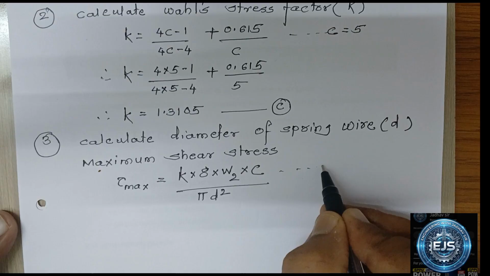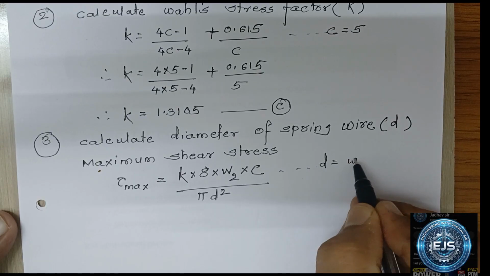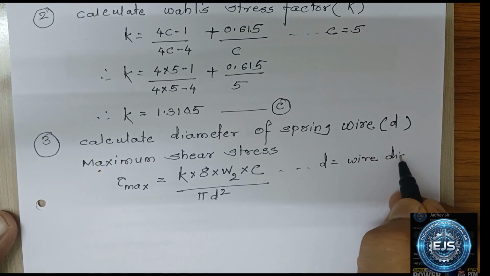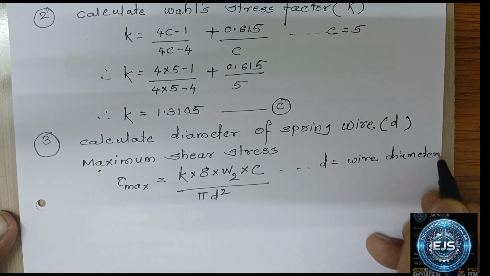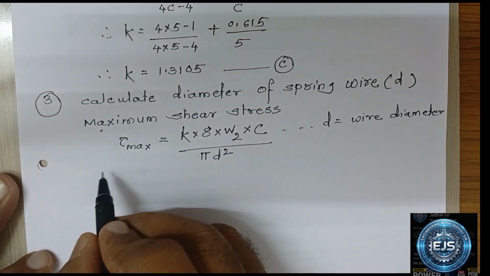where D is the wire diameter. D क्या है? Wire diameter. D is the wire diameter of the spring. Okay. So we have to put the values now.